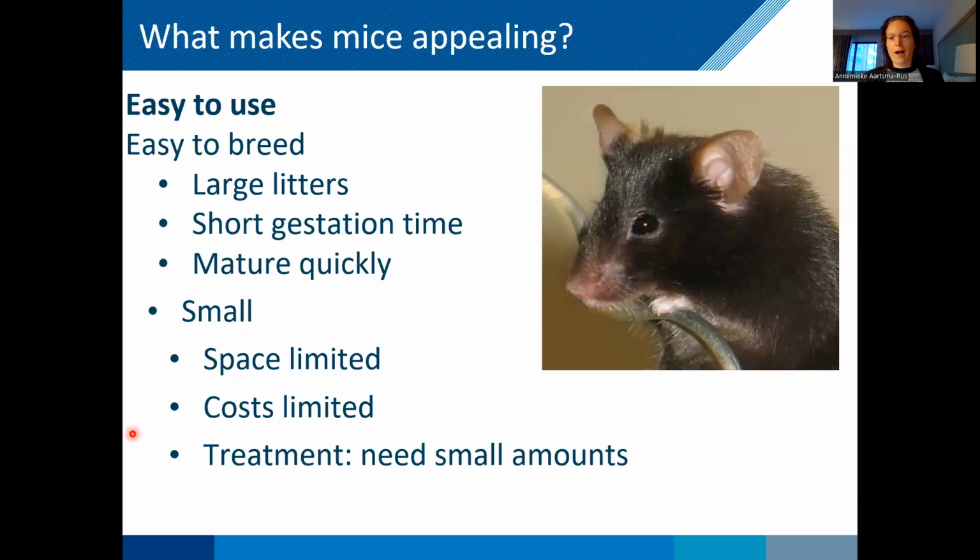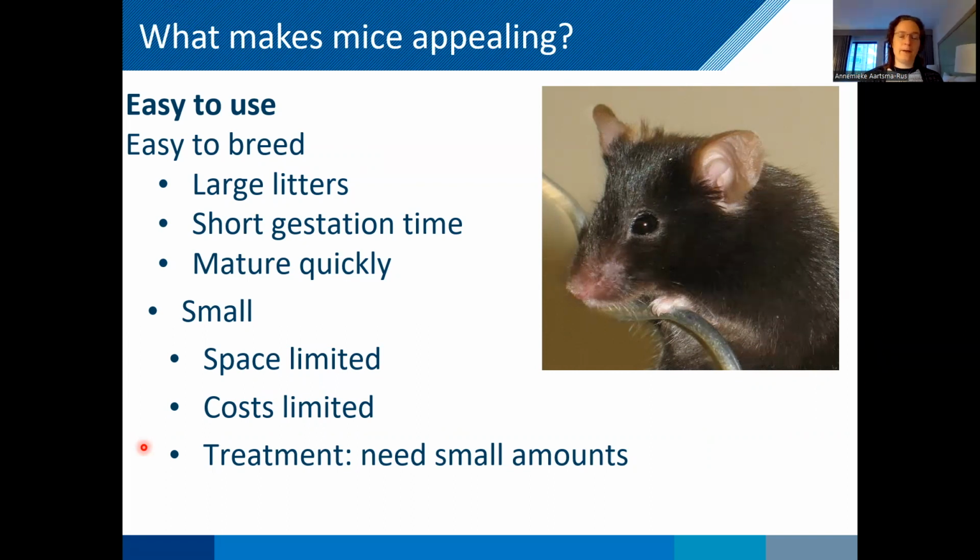Well, why are people mainly using mice? Because they're easy to use. They're easy to breed, they get really large litters, and the gestation time is 3 weeks, so that's relatively quick. And they also mature quickly. At 8 weeks, the mouse is an adult and can produce offspring. They're small, so space is limited and costs are limited, but also if you want to test a treatment for the first time, you need small amounts because a mouse weighs 25, 30 grams.